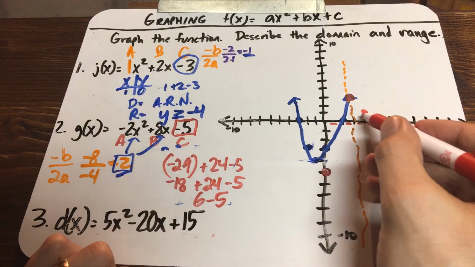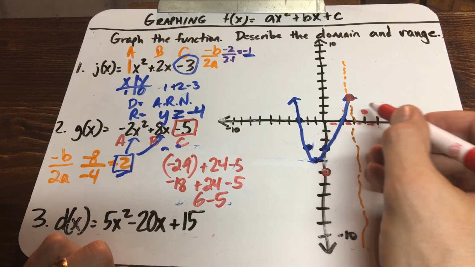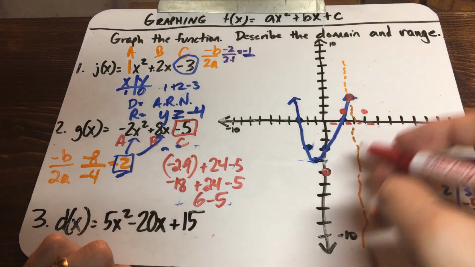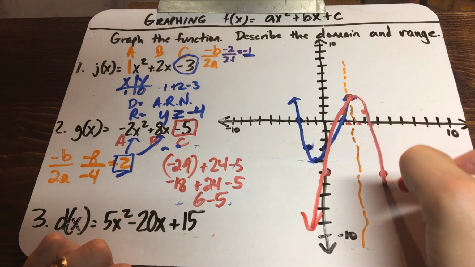And then, see how this value is 1 spot to the right? You could go 1 spot to the left of your axis of symmetry and get this point as well. And now look, I have 5 points to make this look really good.